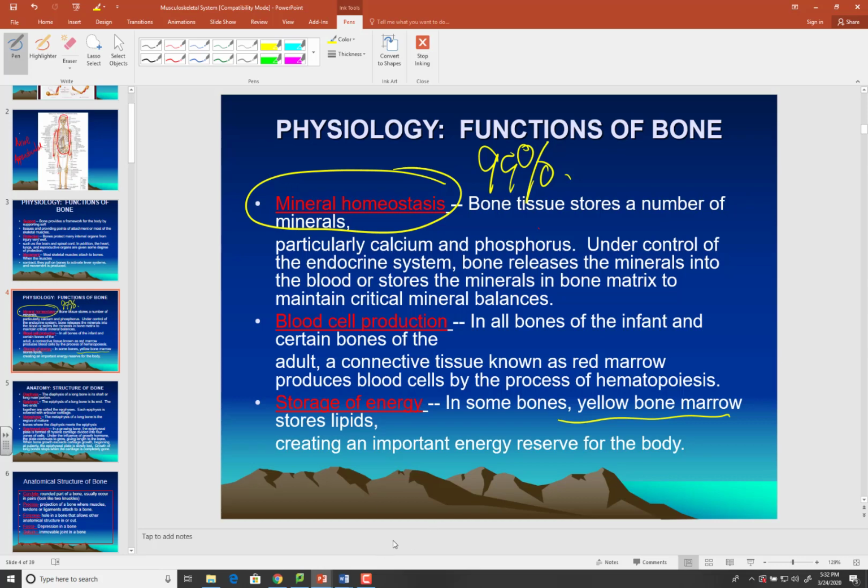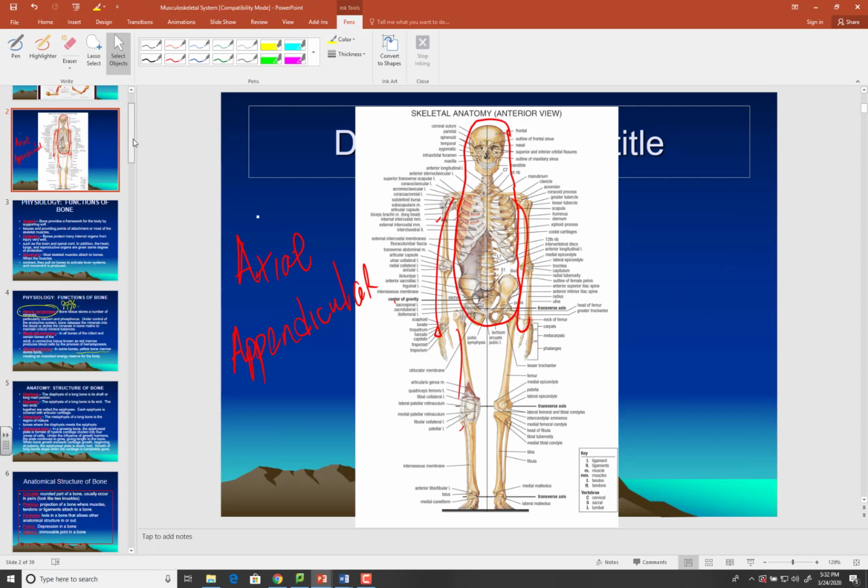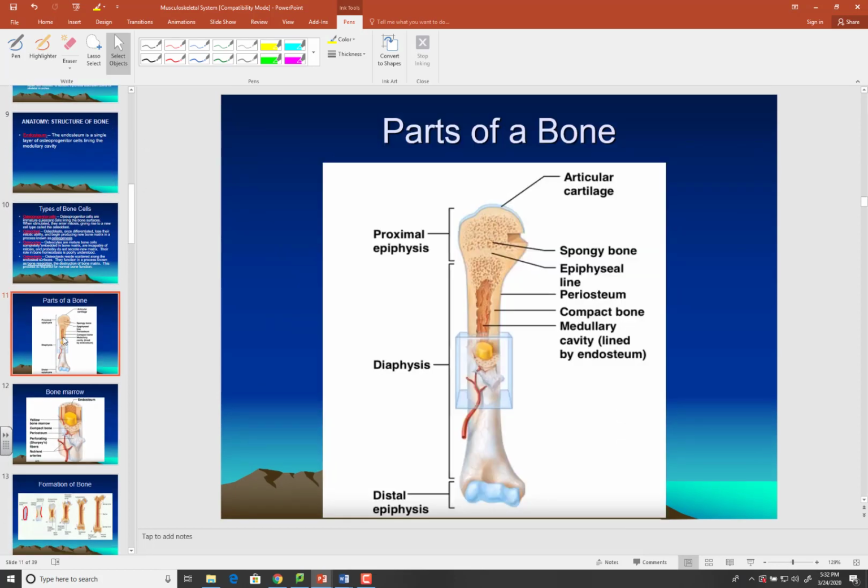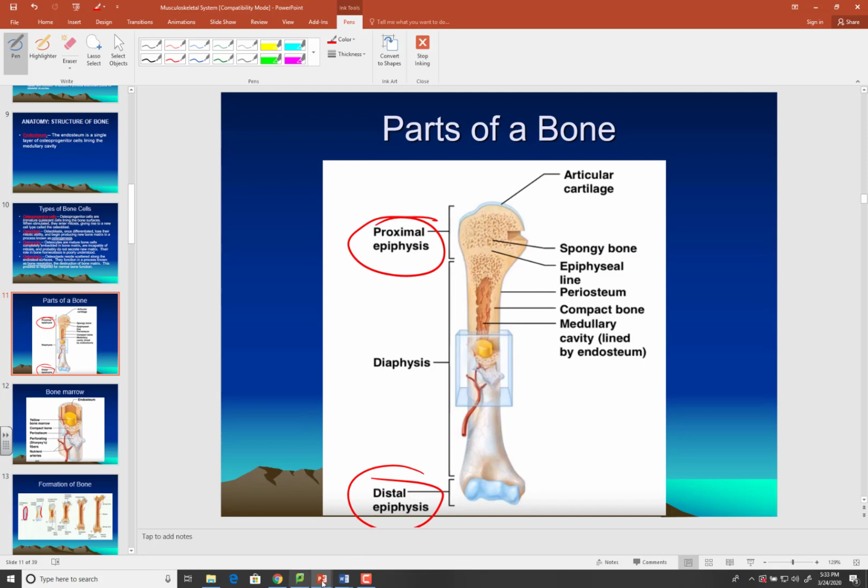So what I want to do now is go over, excuse me, the major parts of bone. And this is the stuff that I really want you to know. If you look at a long bone, first of all, you've got to know some anatomical terms. The ends of long bones are called the epiphysis, and you have a proximal epiphysis and a distal epiphysis. What I really want you to know is that on the ends of bones in general, but especially in long bones, you have the proximal and distal epiphyseal plates or epiphyseal lines.